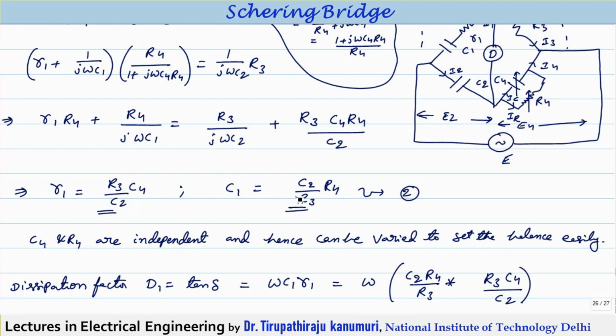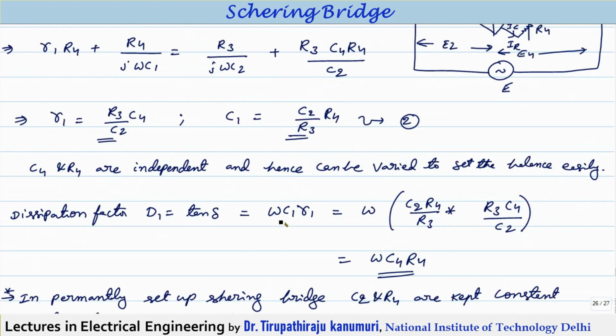Out of these two, you can see the independent values will be C4 from here and the value of R4 from here. They are appearing in only one equation. So if you are varying this, we can get the balance easily. And we have already discussed the dissipation factor is omega C1 into R1. So I am substituting the value of C1 and R1 from here. If you simplify, you will get it as omega C4 into R4.